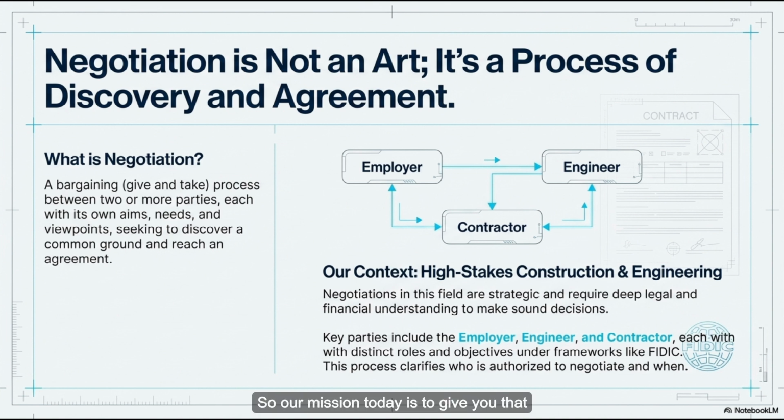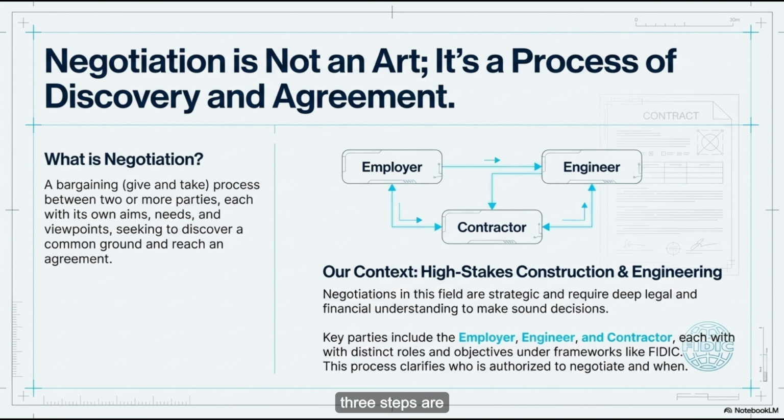So, our mission today is to give you that systematic framework the pros use. We're going to break down the 10-step process for developing and executing a successful negotiation strategy. If you need to get up to speed on this, and fast, this is the place to be. Okay, let's unpack this. All right, let's start with the foundation.